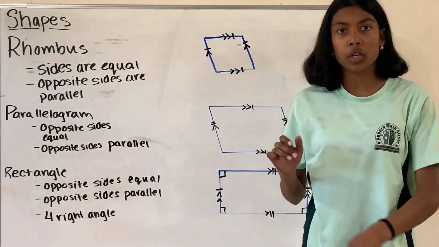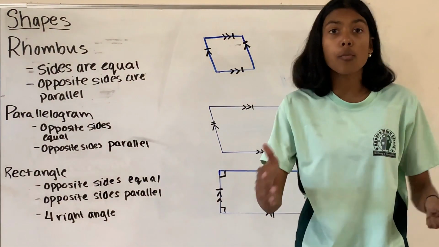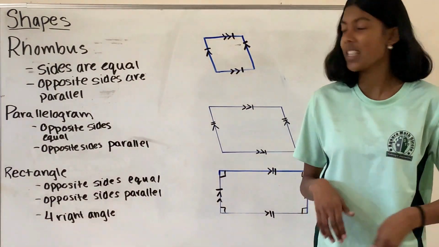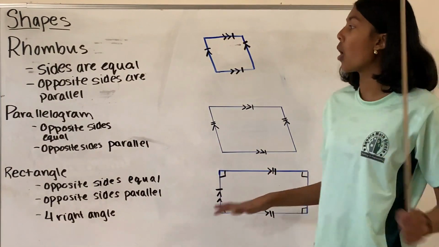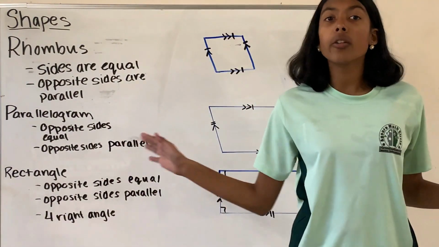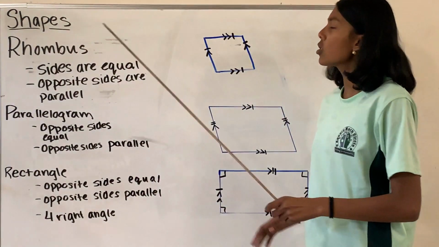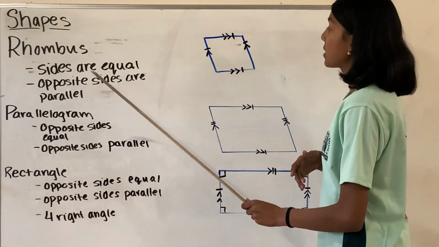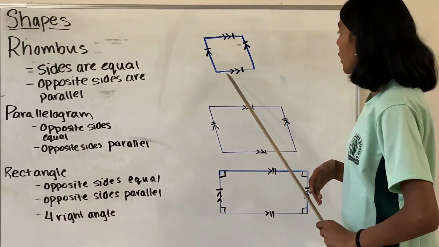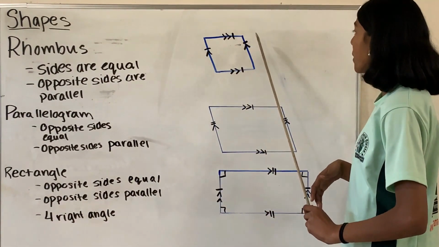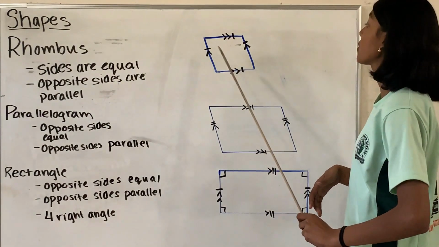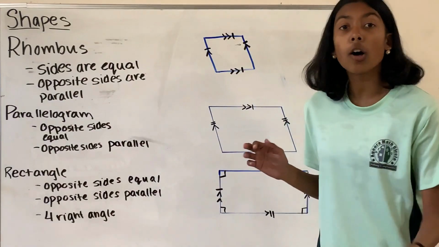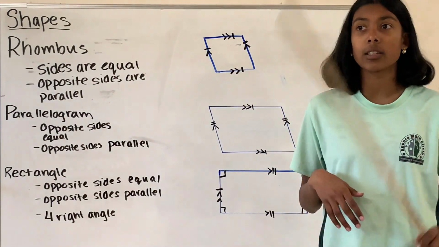Moving on to more shapes. All 3 of these are more quadrilaterals, so they all add up to 360 degrees. So we start off with our rhombus. And in a rhombus, all of its side lengths are equal. So it's like a square, but not necessarily. And then our opposite sides are also parallel. So this is parallel to this, and this is parallel to this. But this is equal to this, which is equal to this, which is equal to this. So that means if this side is 4 units, all 4 of those sides are also 4 units.